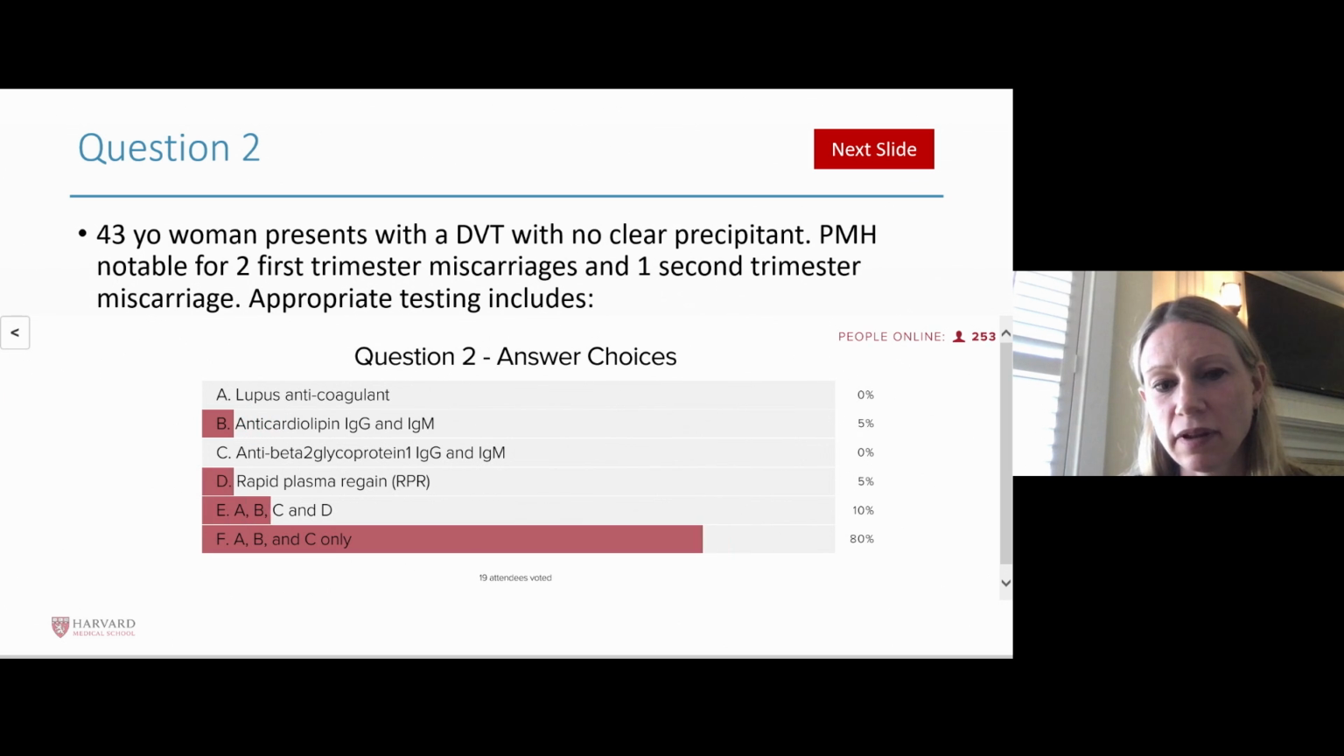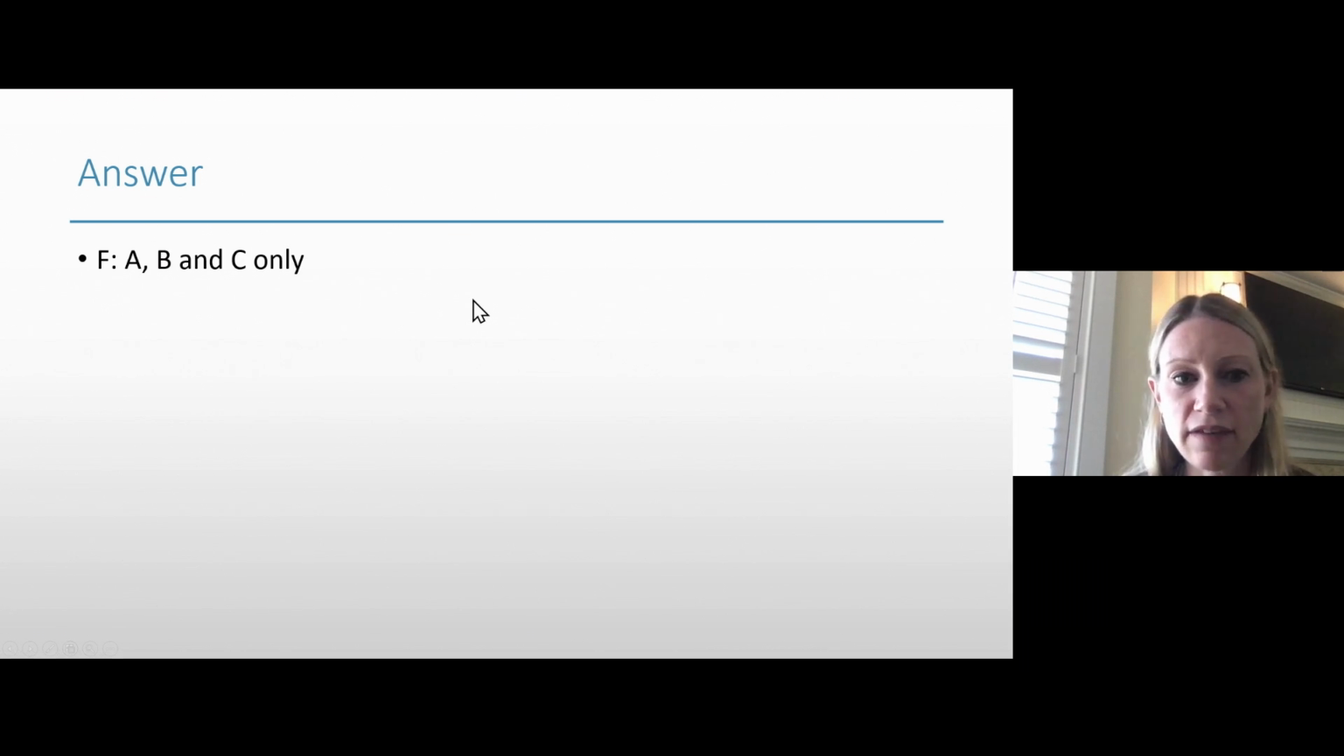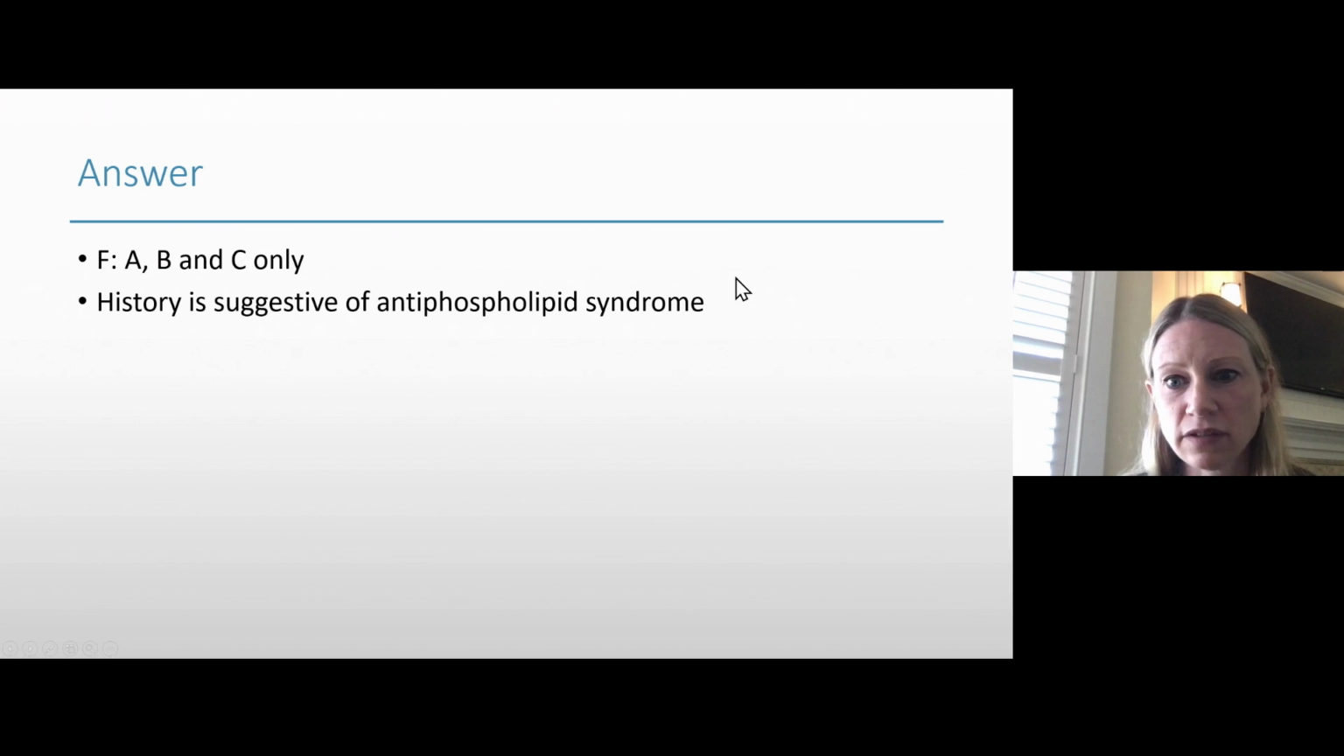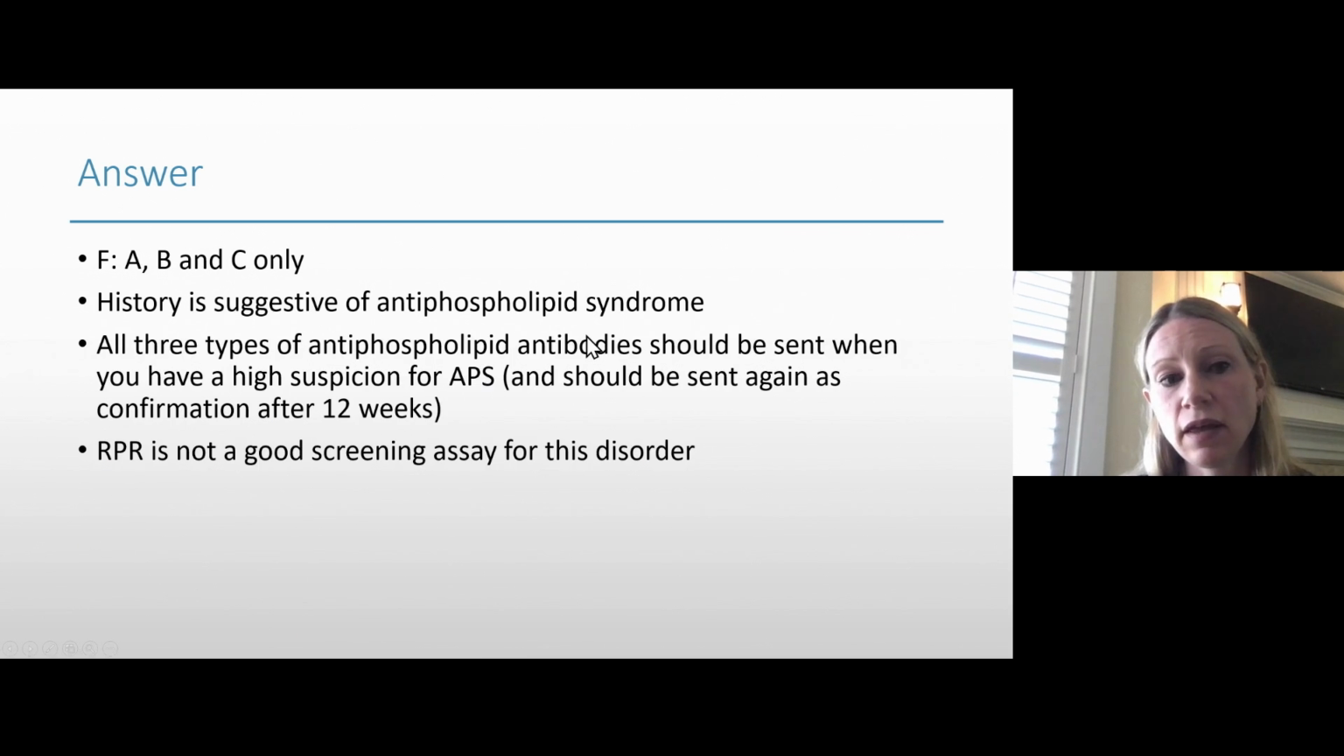And it looks like people mainly got this. So the answer is F, A, B, and C only. Her history is certainly suggestive of possible antiphospholipid syndrome. All 3 types of antiphospholipid antibodies should be sent when you have a high suspicion for antiphospholipid syndrome, and should be sent again as confirmation after 12 weeks. RPR is not a good screening assay for this disorder. There can be false positives in the setting of lupus anticoagulant, but it's not a good screening test.